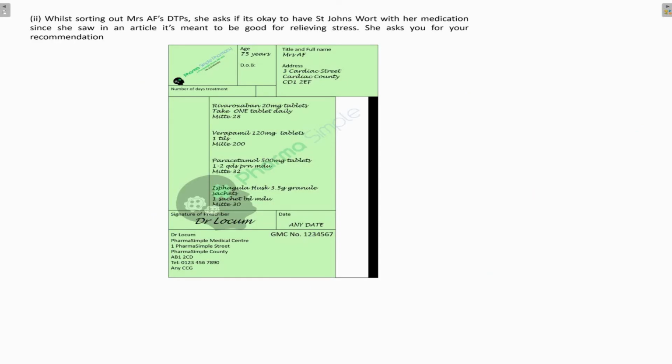So second part of the question: while sorting out Mrs. AF's drug therapy problems, she asks if it's okay to have St. John's wort with her medication, since she saw in an article it's meant to be good for relieving stress. She asks you for your recommendation. Now, St. John's wort's a herbal remedy often used to help lift mood.